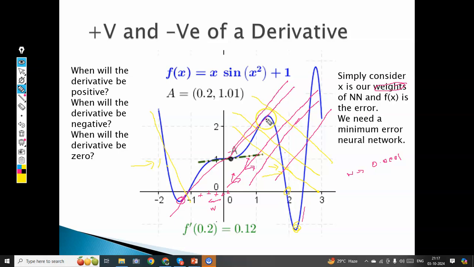So this is the concept behind the positive and negative of derivative. By using the positive and negative of derivative, we will get the minimum error at particular weights. So this is our finalized weights, and by using these weights our model will give a better result.